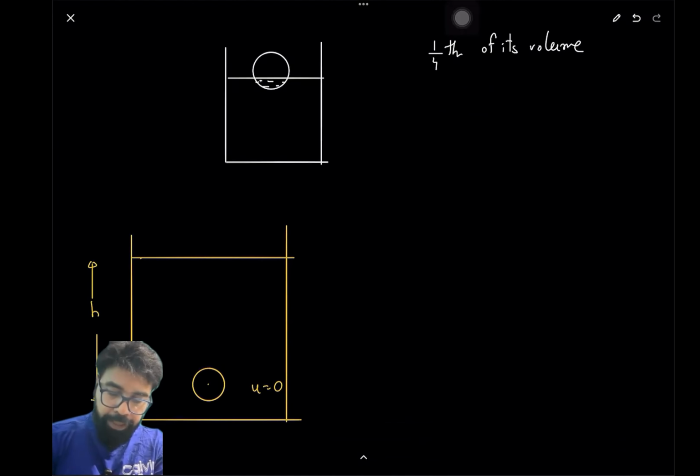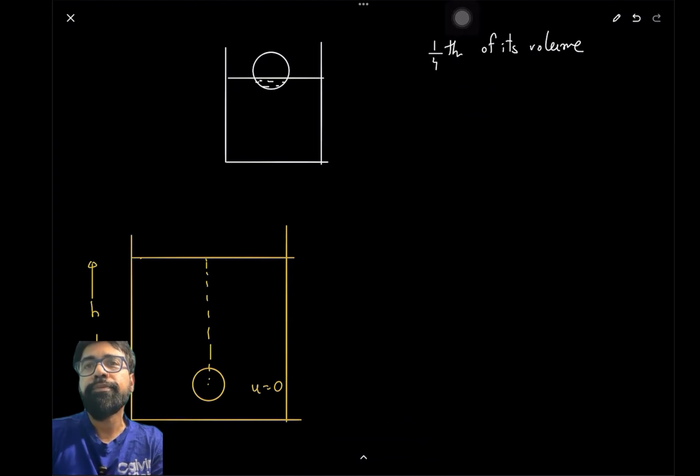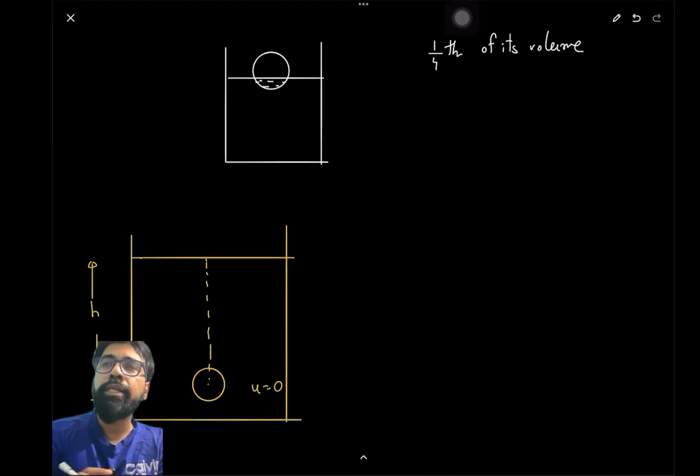What is the time taken by this body to come to the liquid surface? Now, first of all, you have to understand why this body is going to come up. Because the first condition, as it is floating with 1/4 of its volume inside the liquid, means this body is lighter.